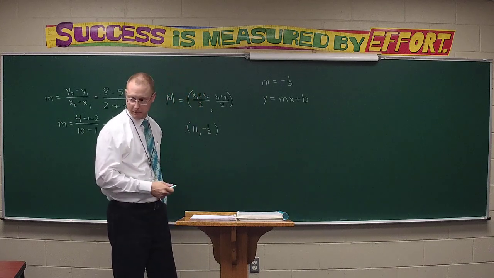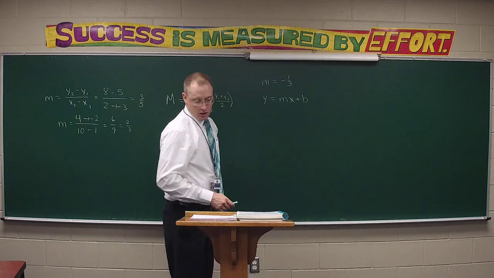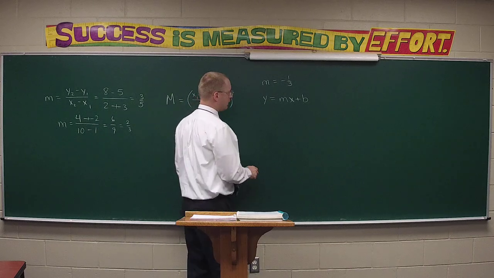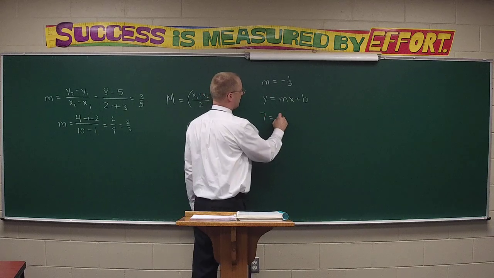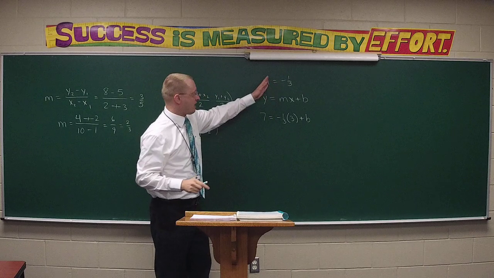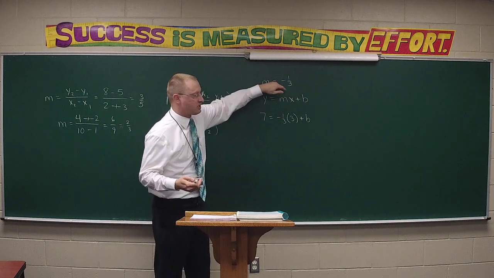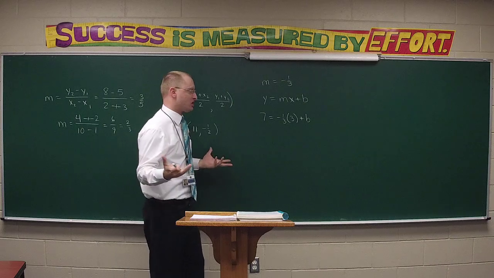What do we do, Brandon? You plug in the y and x's into the equation. So I put negative 7 equals negative 1/3 times 3 plus b. There we go. Start out by plugging the m where the slope goes, and then the x and the y would be the abscissa and ordinate of any point that happens to be on the line.